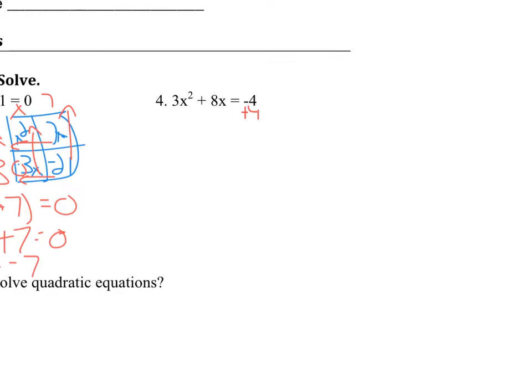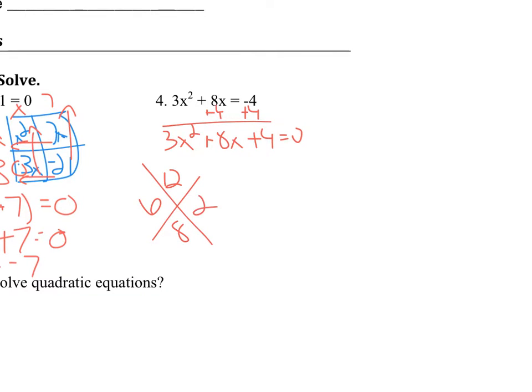All right, number 4, still factoring and solving, so we need to get it set equal to 0, so we need to add that 4 over. It does not combine with any like terms, so I get 3x squared plus 8x plus 4. So then our x, 3 times 4 is 12, and 8. What multiplies to 12 and adds to 8? That is 6 and 2.